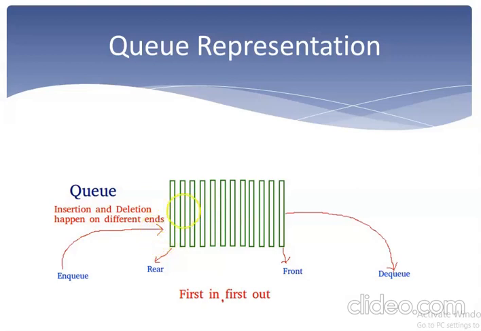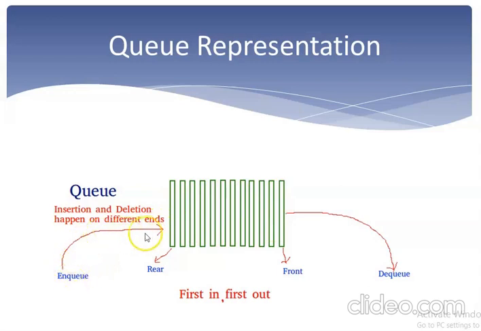Insertion is done at one end and deletion, or removal, is done at the other end. So whatever value goes into the structure will be taken out first. Therefore, a queue is called a first in, first out data structure, or FIFO data structure. So the insertion and deletion of the elements into this structure will be happening at two ends.